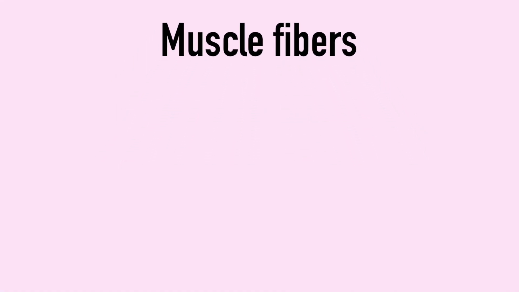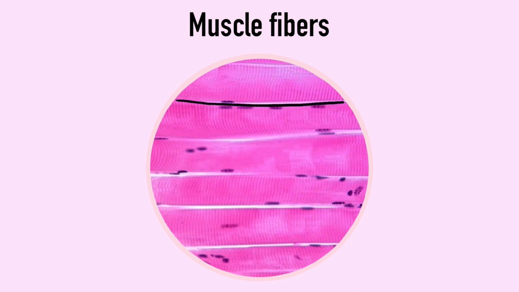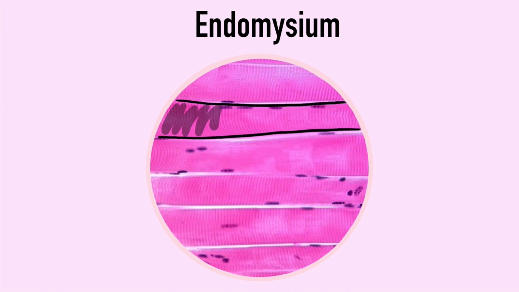Today we'll take a look at the four features that you should be able to distinguish on a slide of skeletal muscle. First, let's distinguish the individual muscle fibers. Those appear as separate tubes. Now, as we mentioned it previously, endomysium wraps the individual muscle fibers.